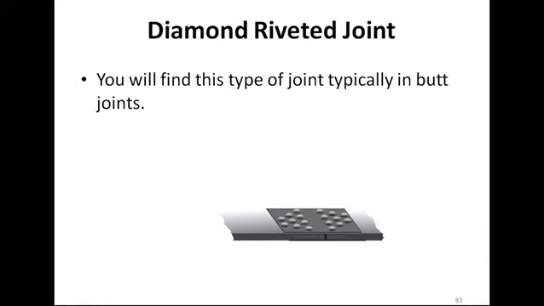Then the next one is a diamond riveted joint. You will typically find this type of joint in butt joints. Why we call it a diamond riveted joint, I will tell you. Here, see, the rivets we have done have the shape of a diamond.